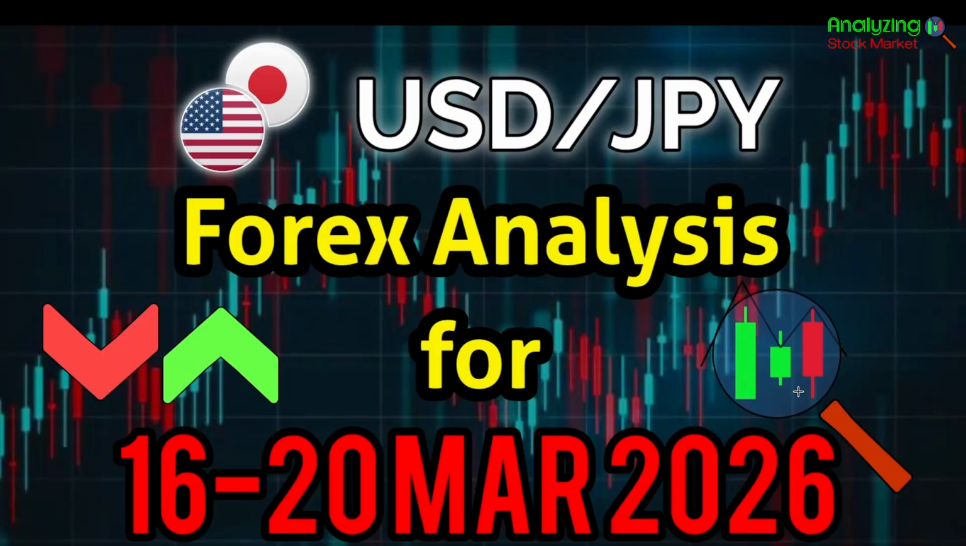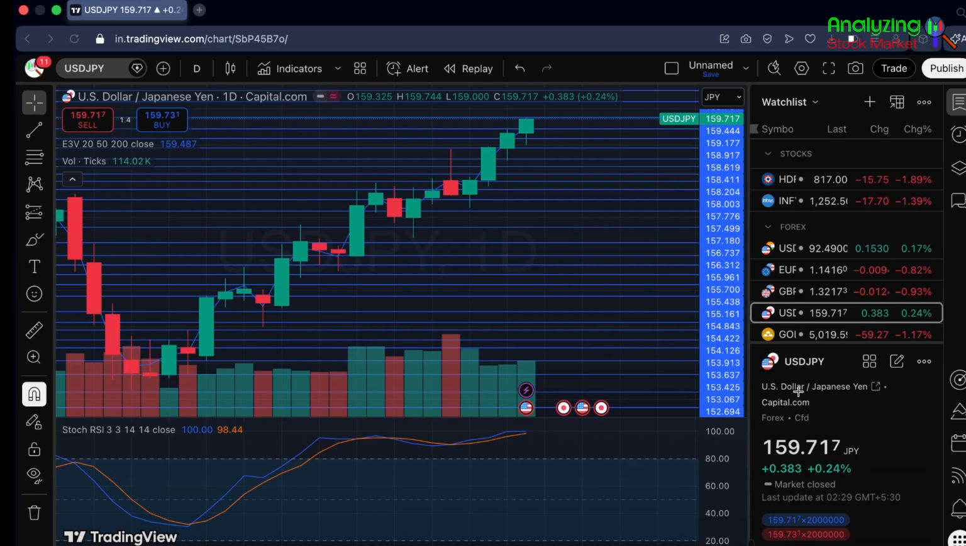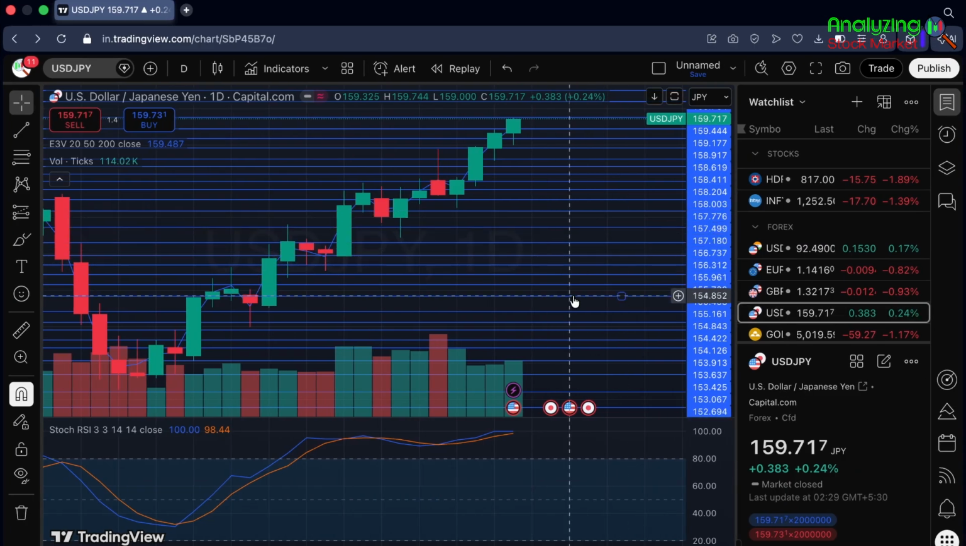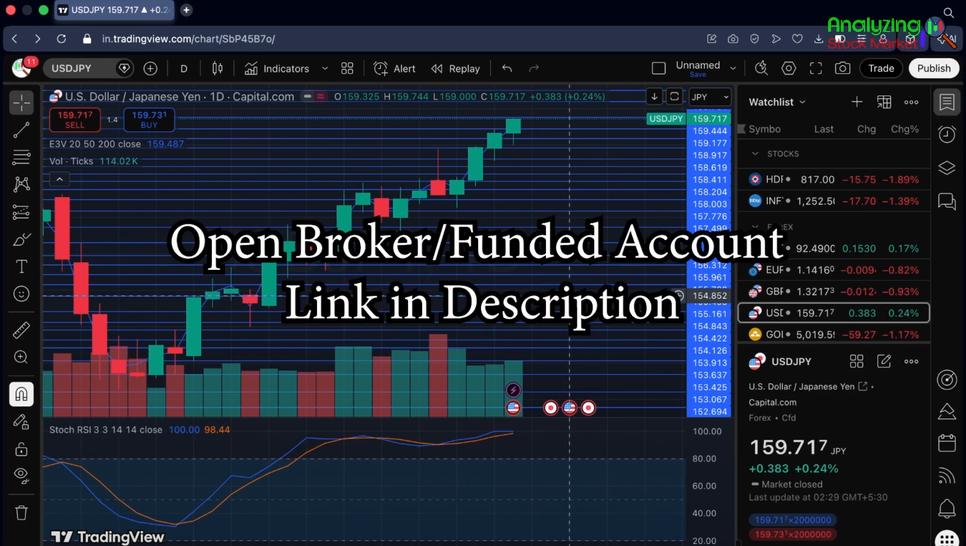So today we'll be talking about the USD JPY pair and we'll do the Forex analysis for 16th to 20th March 2026. So let's go straight to the chart. Here I have already opened the chart of USD JPY. First, let's see what happened on Friday in USD JPY. Here there was a 0.24% positive move, and 159.717 was the closing on Friday.